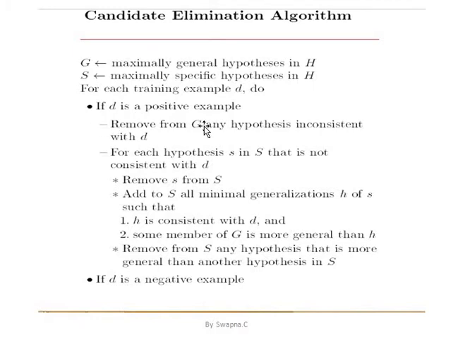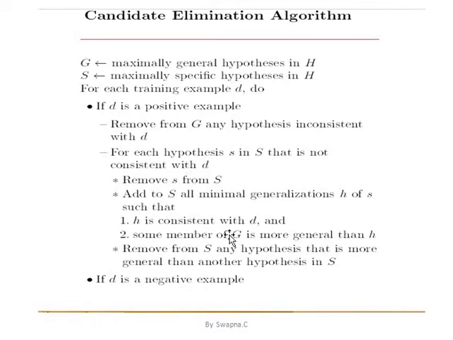If the training example is a positive training example, remove from G any hypothesis inconsistent with D. Already we know what consistency is: h(x) is equal to c(x). If it is inconsistent, then remove it from G. And for each hypothesis s in capital S that is not consistent with D, remove s from S and add to S the minimal generalizations h of s. If h is consistent with D, then add some member of G more general than this one. Remove from S any hypothesis.